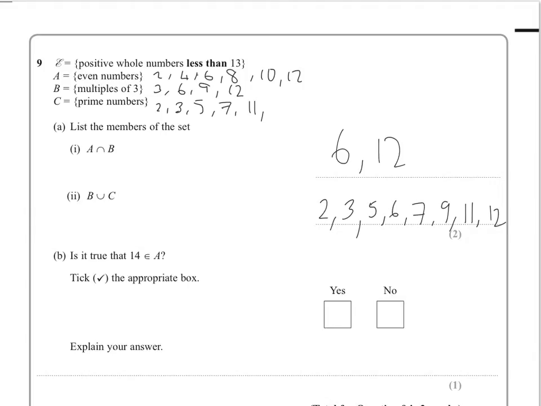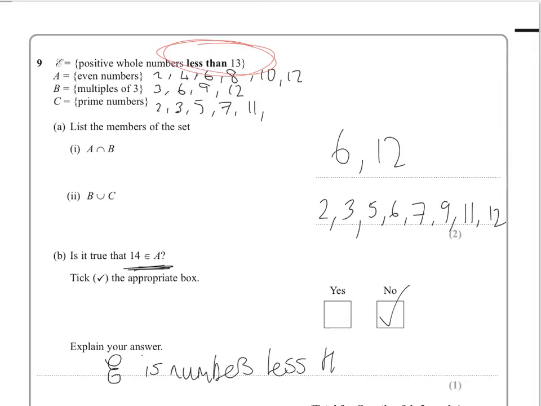Is it true that 14 is a member of A? That funny sign means is a member of. Well, it is a member of A because it is an even number. However, the universal set is whole numbers less than 13. So in this instance, it isn't a member of A. Reason being is that the universal set is numbers less than 13.